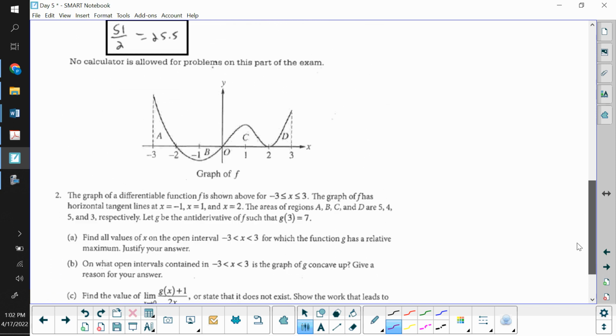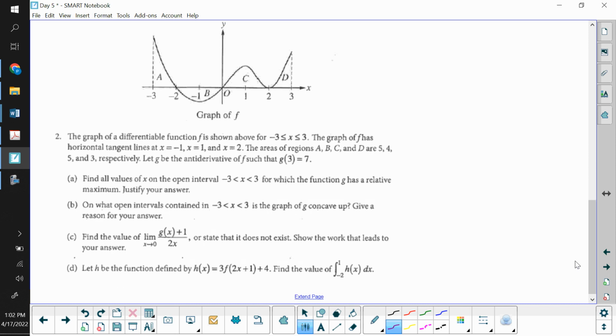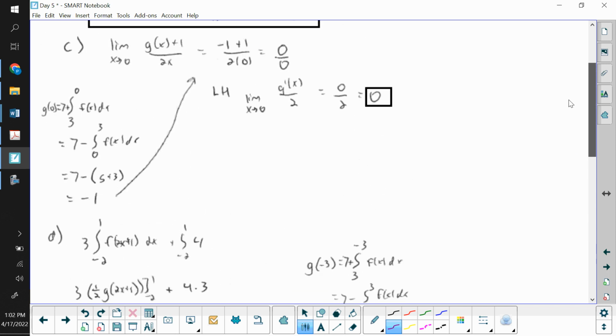So now we got a limit for the next one. So the bottom is going to be 0, definitely. We've just got to figure out what g of 0 is. Well, they told us that g of 3 is 7. So we're going to have to do an accumulation function to figure out what g of 0 is. And you need to have this work shown to get full credit. This is what I've got over here.